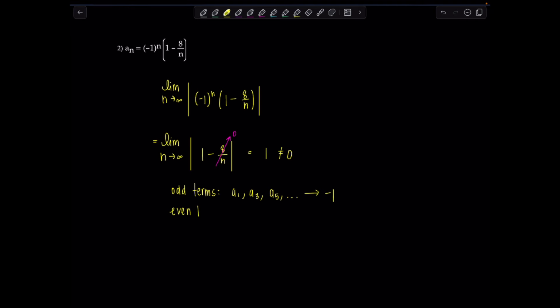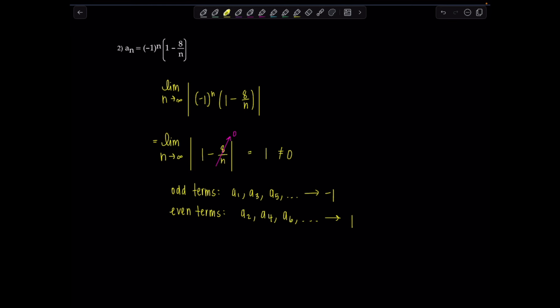The even terms, a2, a4, a6, etc., they're going to have negative 1 raised to some even number. So that's going to make them all positive. And then as n gets large, this quantity again approaches 1. So all of the even terms will approach positive 1.